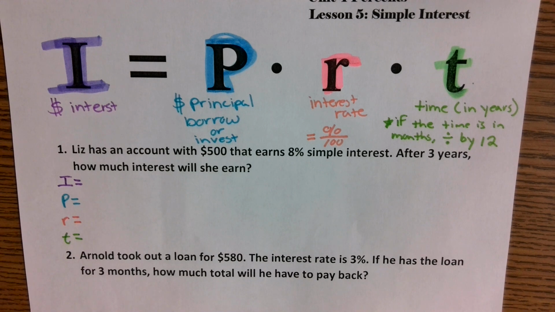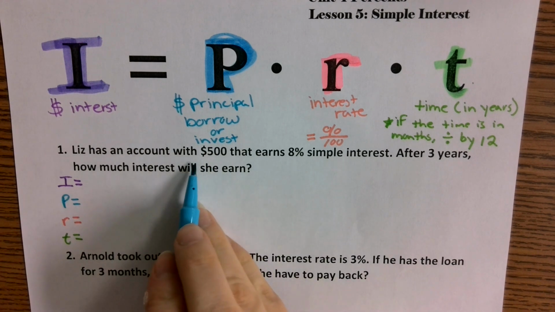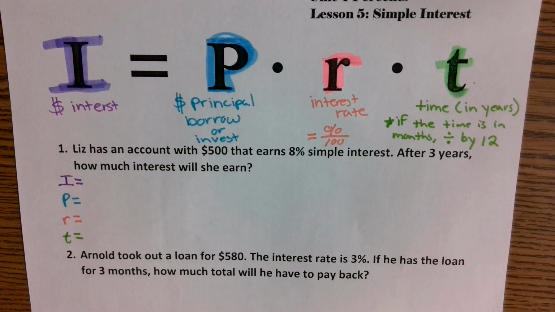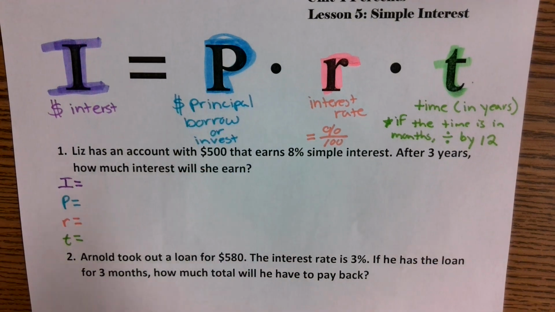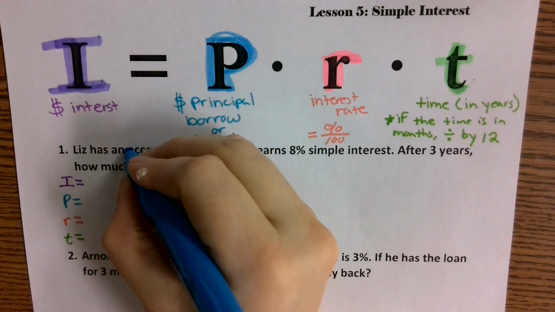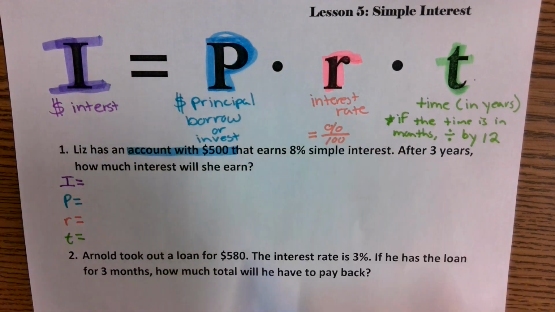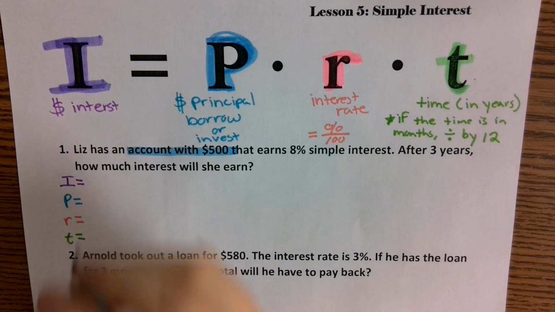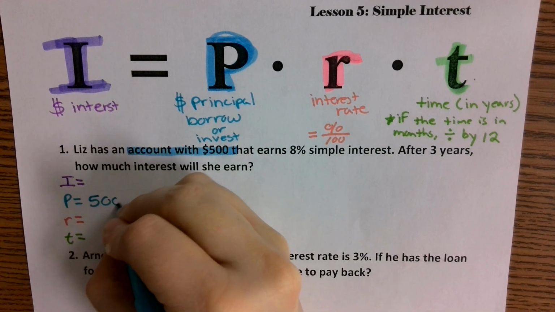So going through, $500 is the first thing that I see. It's an account with $500 in it. That represents the amount of money that she's invested. She hasn't borrowed it. It's what she's invested. That's going to be her principal. I'm going to highlight that in blue so that I know that that represents the principal. So for P, I'm going to replace that with 500.